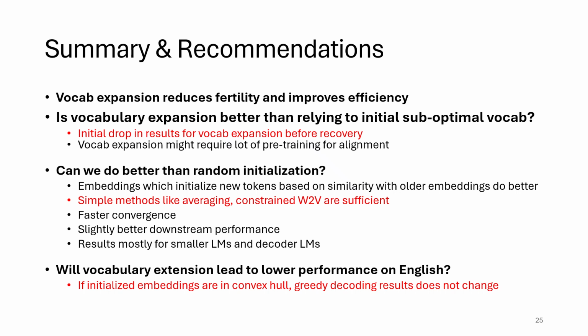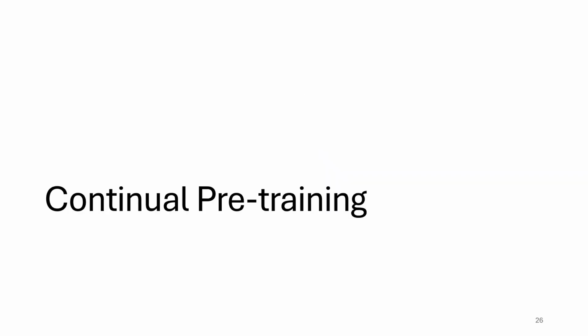We just saw that there are a variety of methods, and to summarize, simple methods like averaging or constrained word2vec are sufficient for faster initialization. So will vocabulary expansion lead to lower performance on English? A key result is that if the initialized embeddings are in the convex hull of the existing embeddings, then the greedy decoding results don't change, and therefore you can retain English performance.